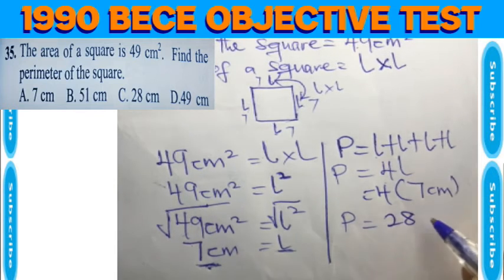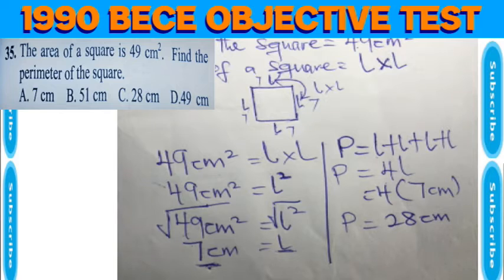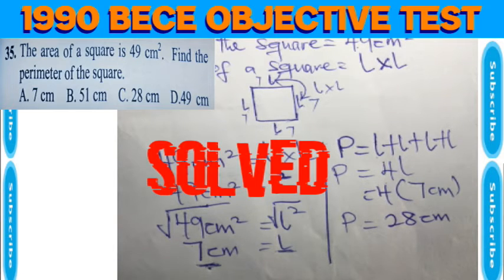So 28 centimeters. With perimeter, you don't have centimeters squared. It is just the distance around the square, so that is in centimeters. Whether it is in meters or millimeters or whatsoever, you leave it in that base unit. If it is area, then you have it squared. If it is volume, you have it cubed. As simple as that. So the perimeter of the square gives us 28 centimeters. We are done with question 35.